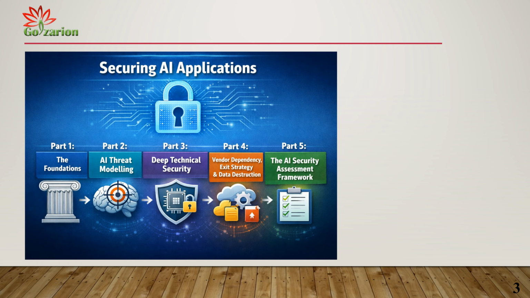In this short 5-part series, I'll highlight the key areas every cybersecurity architect must assess when reviewing an AI solution. This is part 1, the foundations. In part 2, I will cover AI threat modeling. Part 3, deep technical security. In part 4, I will discuss vendor dependency, exit strategy, and data destruction. And finally, in part 5, the AI security assessment framework.